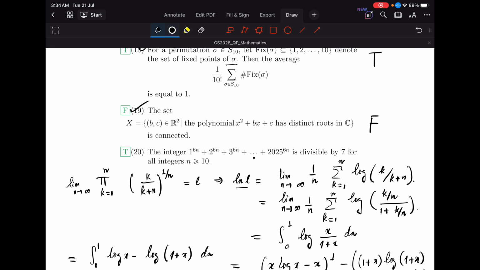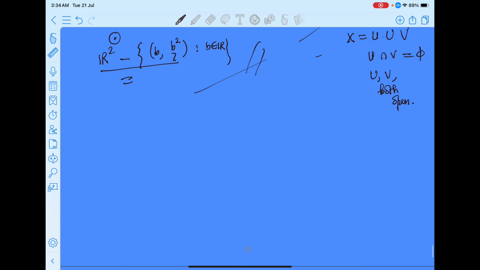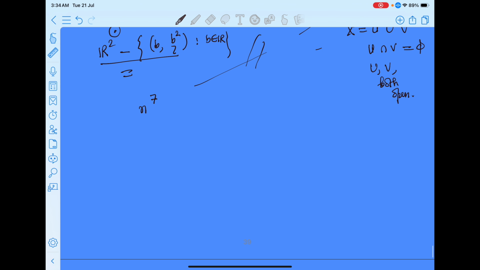Next: the integer 1 to the power 6n plus 2 to the power 6n plus dot dot dot plus 2025 to the power 6n is divisible by 7. Okay, so we know that n to the power 7 is congruent to n mod 7, right? And n to the power 6 is congruent to 1 mod 7 if 7 does not divide n.